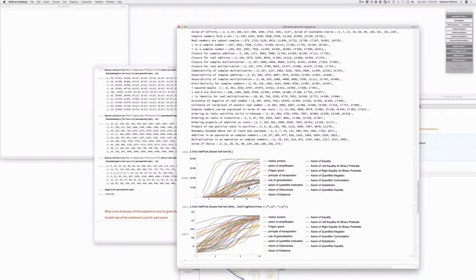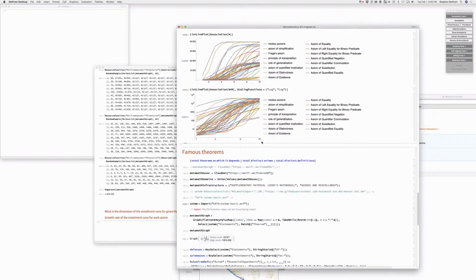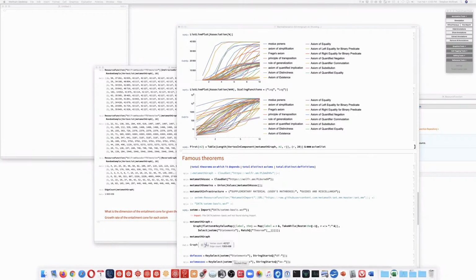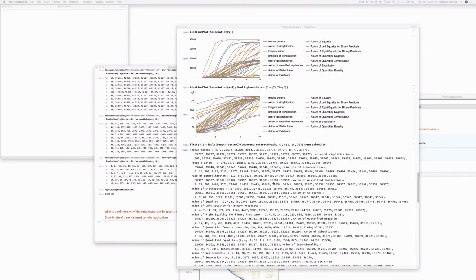Are these all for 10 steps? Yeah. We should do it for more steps. I know, it will take longer, but we can. Let's do it for 20. Some of these axioms quickly saturate. They quickly affect all theorems. Others take a lot longer to affect all theorems. Well, it's that their entailment cone matures quickly. It has all the theorems that it's going to contain quickly.